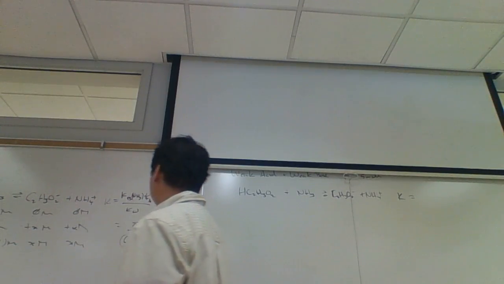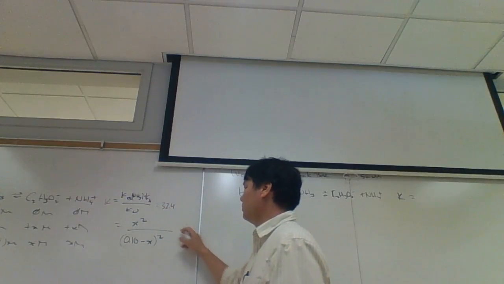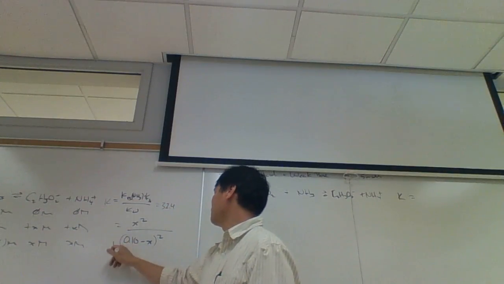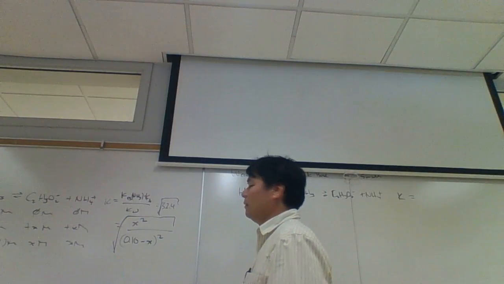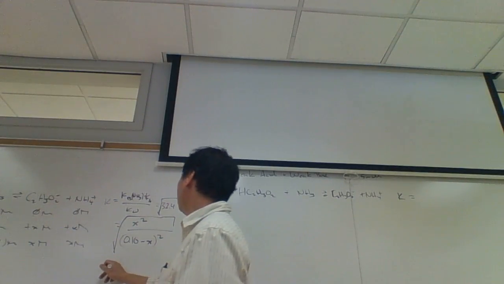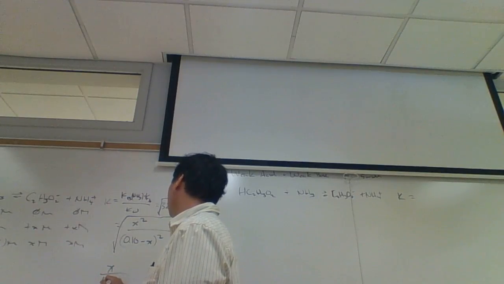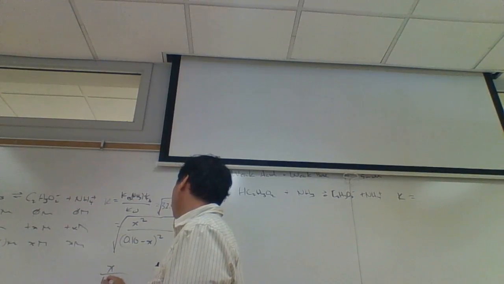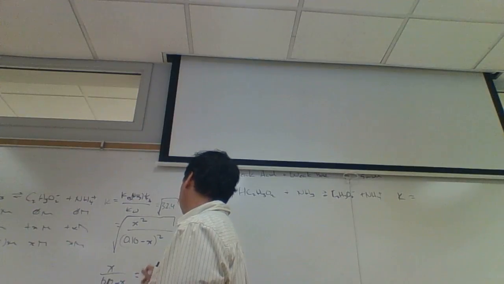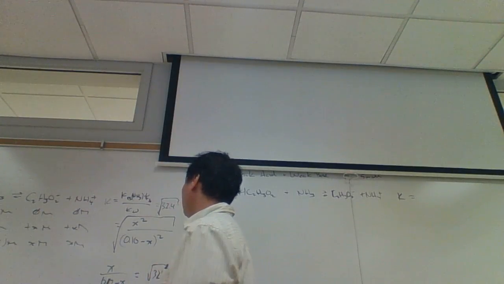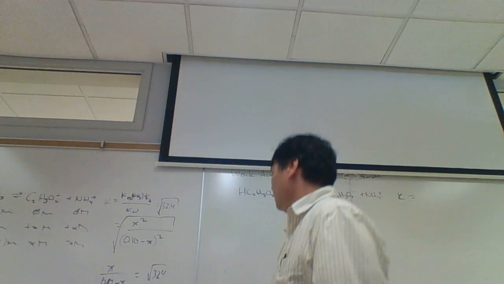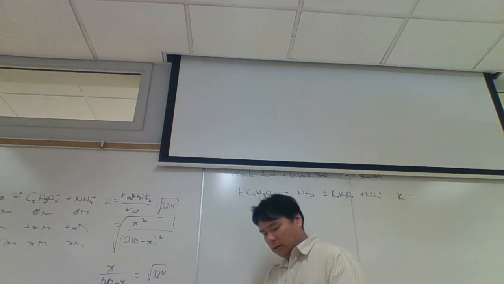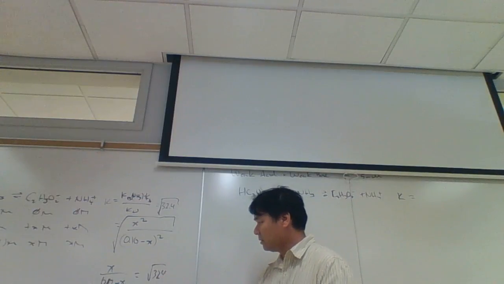Oh, this is easy. I don't even have to do the quadratic. I could just square root both sides. Do you see that? So I'll take the square root of this side and the square root of this side. If I do that, then I'm going to get that x over 0.10 minus x is equal to the square root of 32.4. So let's go ahead and punch that out. Let me take the square root of this first.